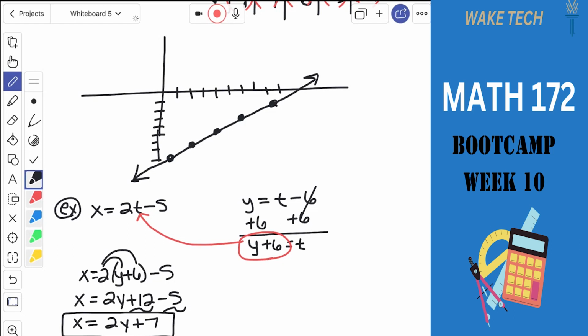Questions about anything we did there? Solve one equation for t. It literally doesn't make a difference. It just could be that one equation is a little simpler to solve than the other. But pick an equation, solve it for t, plug that expression into the other equation in place of t, and then simplify.